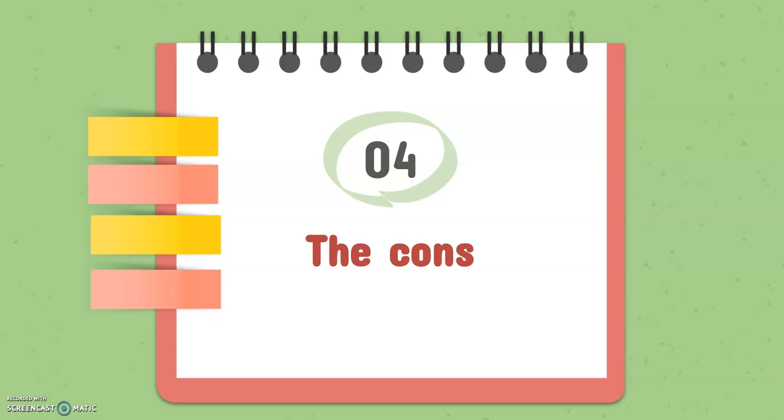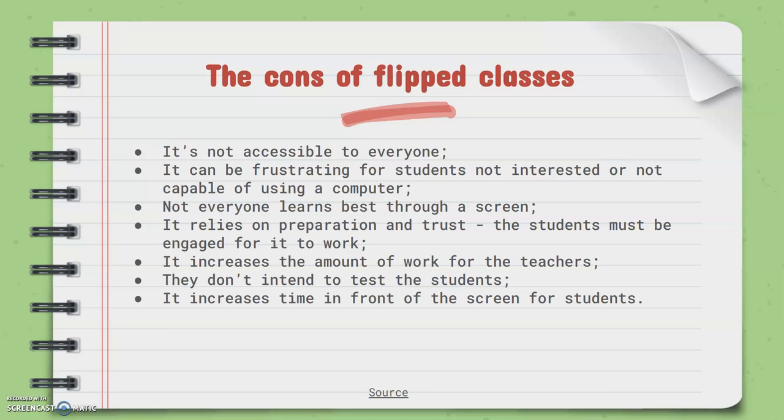Here are some cons of flipping the classrooms. It's not accessible for everyone. You actually need to have some access to high-tech tools, to a computer, know how to use apps, know how to browse the internet. As much as these are things that are getting more and more spread through younger generations, that's not the case for everyone. It can be frustrating for students not interested or not capable of using a computer.